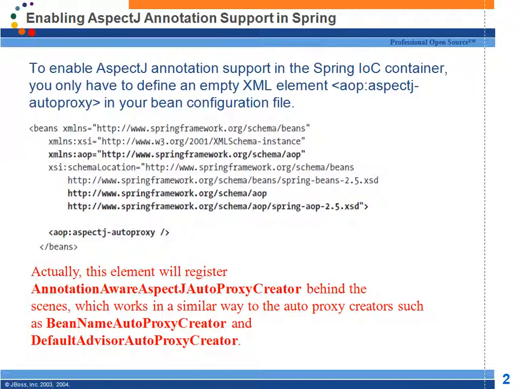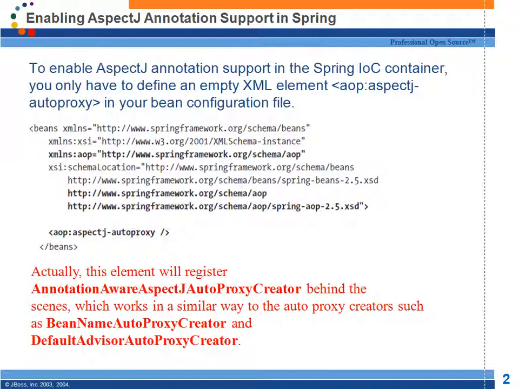Till now we discussed AOP, aspect oriented programming, without annotations. Now how to enable AspectJ annotation support in Spring using annotations. If you want to use annotations, the first thing you have to do is to write this tag, aop:aspectj-autoproxy. You have to import the AOP namespace and then write this tag. So this internally will register an auto proxy creator.